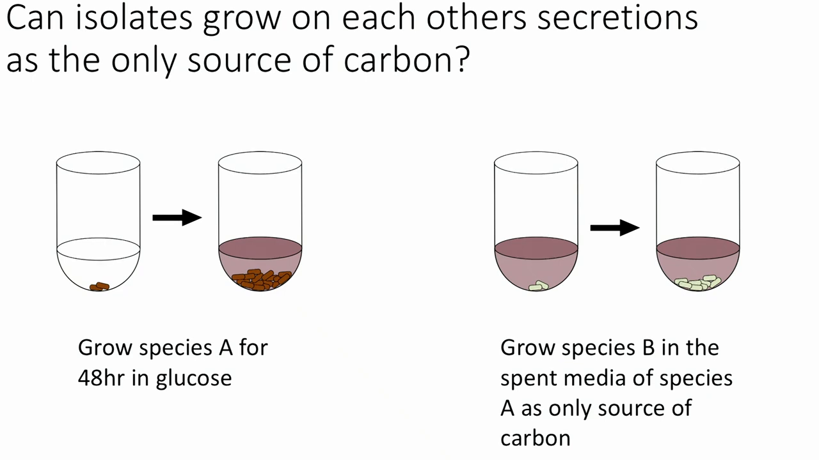So we isolate all the members of this community. All of them actually grow in glucose. That's the first bit of information that's useful to know. So all of them can grow fairly well in glucose. And they also all secrete molecules that, in principle, we wanted to know if those extracellular molecules they have secreted could provide the basis, the carbon source for every other member of the community, okay?